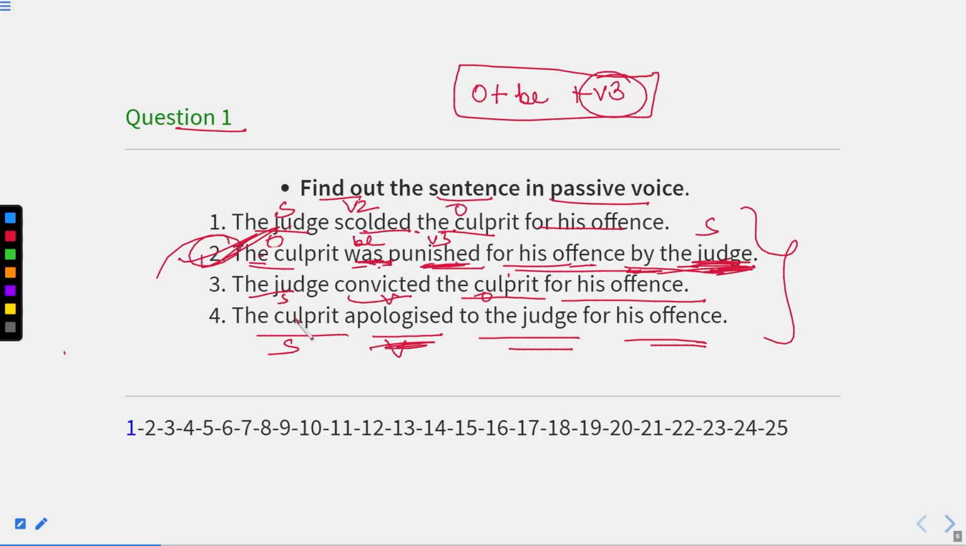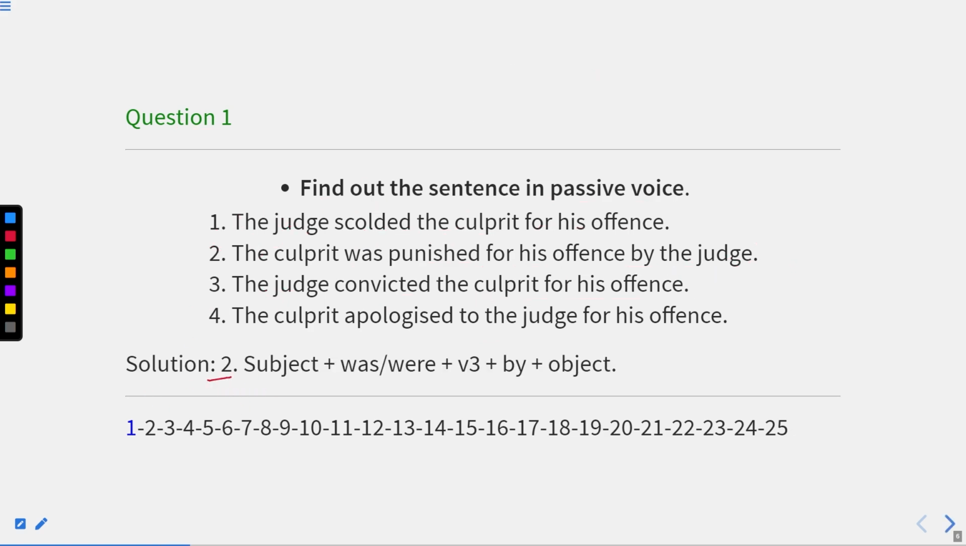So in this structure we cannot find object on the subject place. Second is the sentence where we have the passive structure of the sentence. Therefore our answer will be 2: subject plus was plus verb third form plus by plus object. The culprit was punished for his offense by the judge.